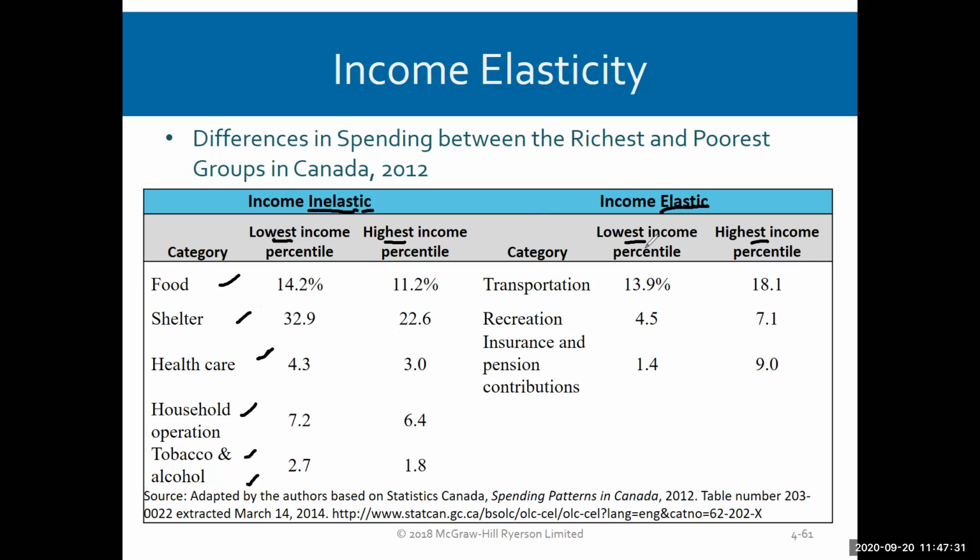So when you get a percentage change in income, your purchase of, say, transportation, recreation, insurance, and pension contributions go up proportionately higher than your income change. It's because all your other needs are met and you can afford to dip into your savings, add it to your income change, and spend percentage-wise more on these products than your percentage increase in income.